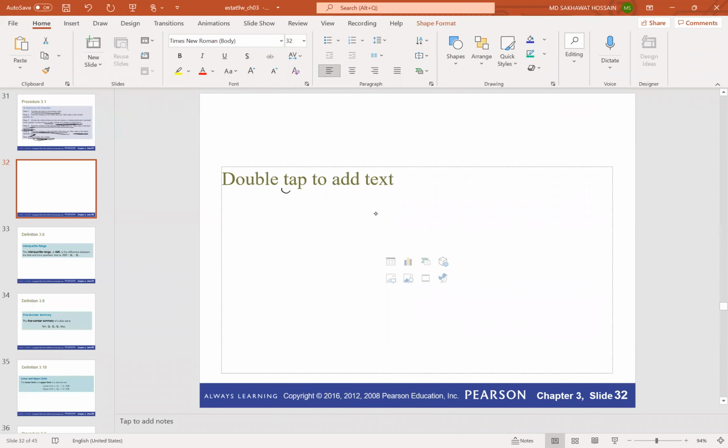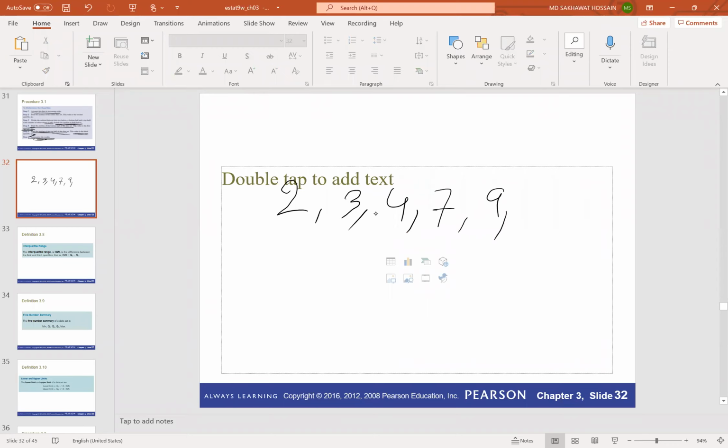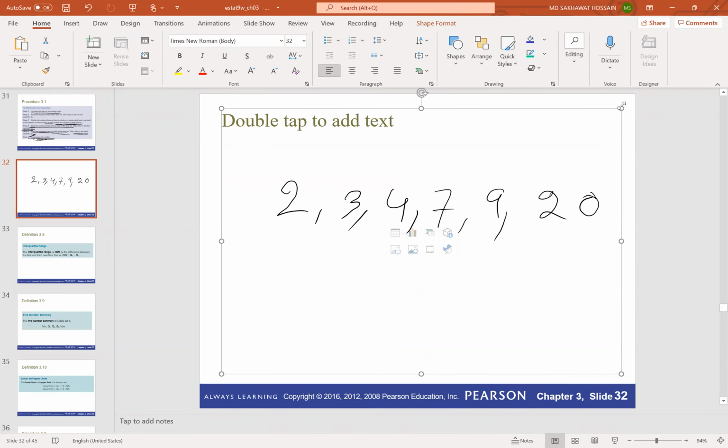Okay, so let's consider 2, 3, 4, 7, 9, 20. Okay, so this is our data set. Now we'll calculate Q1, Q2, and Q3. So this is our data set: 2, 3, 4, 7, 9, and 20.